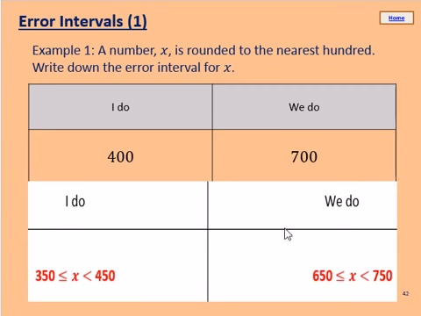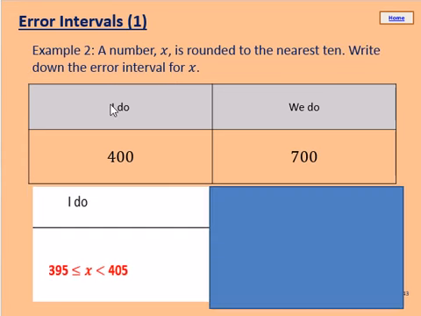So to round to 700 to the nearest 100, it could have been anything as low as and including 650. That's why we've got more than and equal to. And it could have been anything lower than 750. That's why we've got the less than sign for 750. Give yourself a big tick in green pen if you got that right.